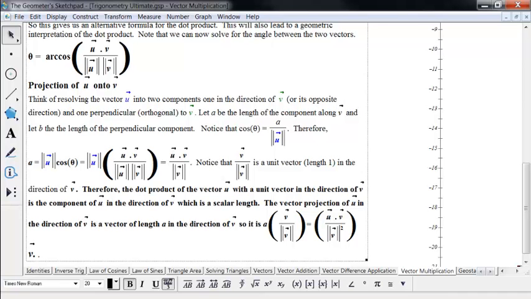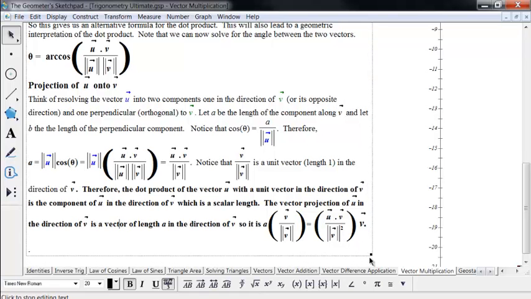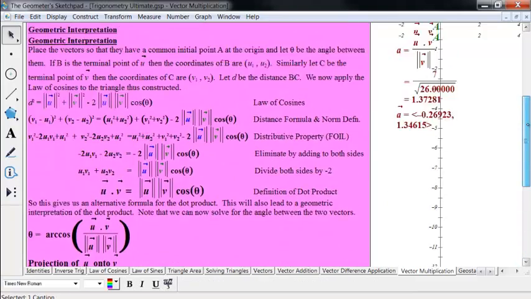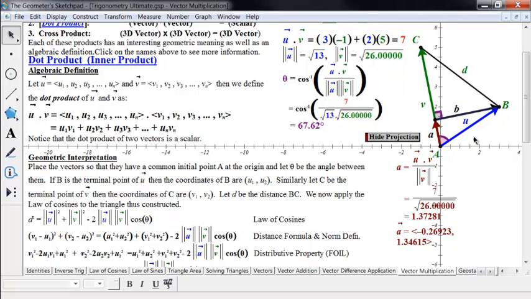And if you put this formula back in place of a, that's the dot product over the norm of v squared times vector v. Alright, let's see that in place in our example up here. If we want to find this component here, this is going to be u dot v over the norm of v. Well, u dot v was 7. The norm of v was the square root of 26. So this length is 7 over the square root of 26.